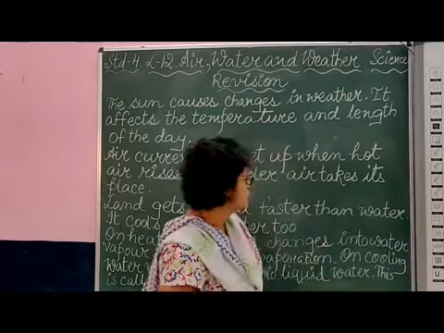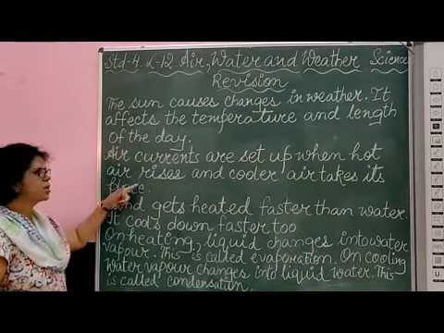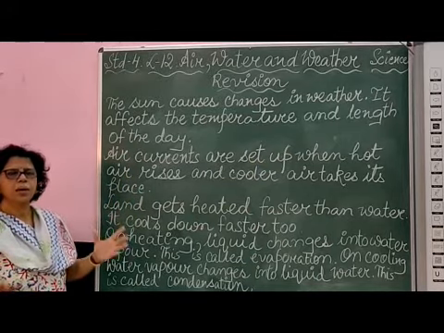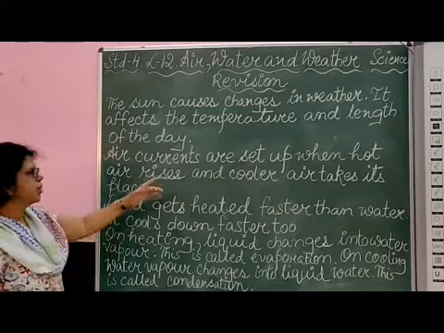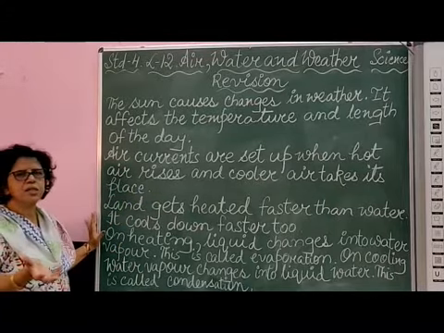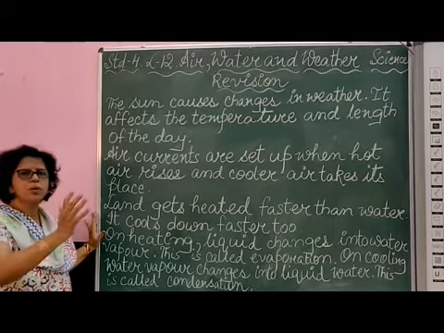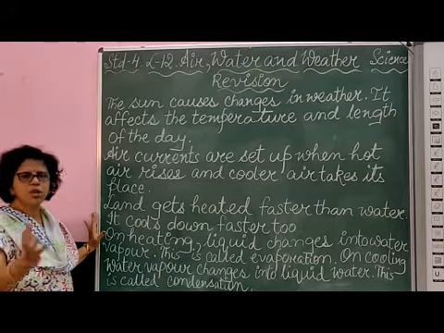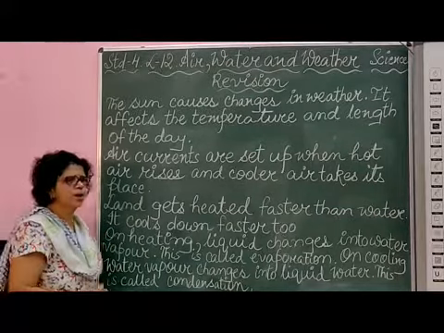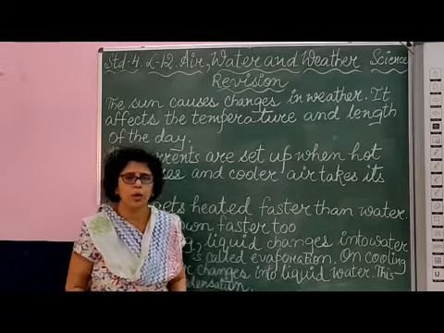We have air current. So remember children, air currents are set up when, because of the heat of the sun, the air becomes hot, it becomes light and it rises up. And cooler air, those places may be not directly facing the sun, their air is cooler, and the air rushes towards those vacuum places. So this is your air currents, and you will study about the circulation of air throughout the world due to this phenomenon.